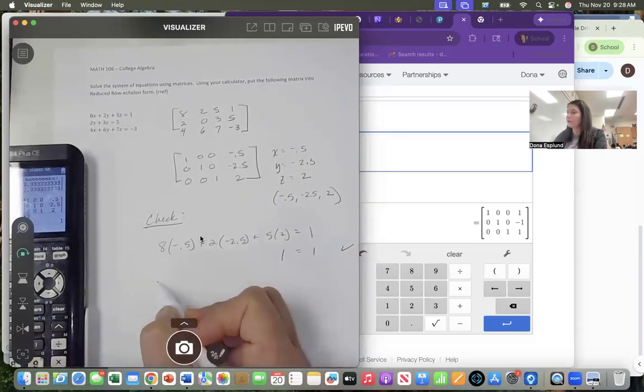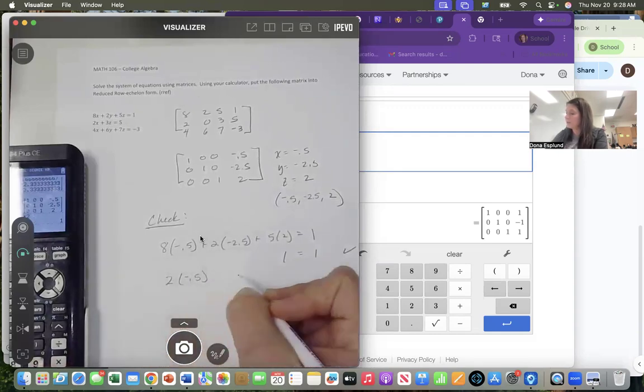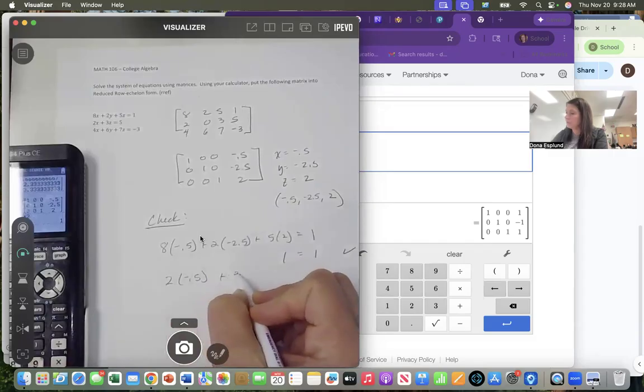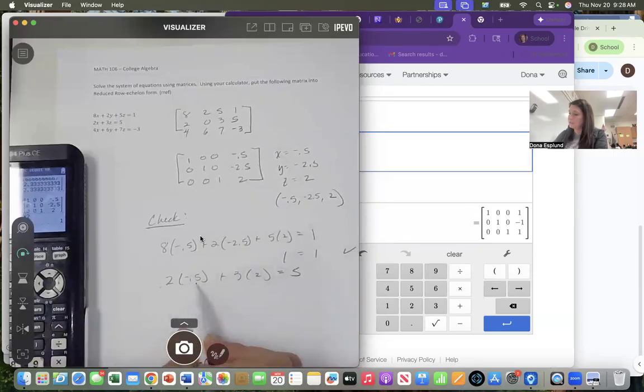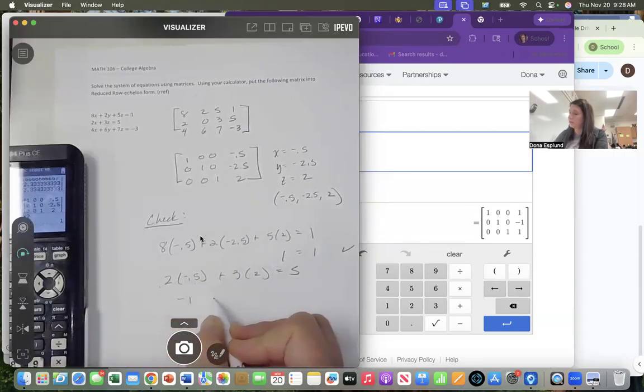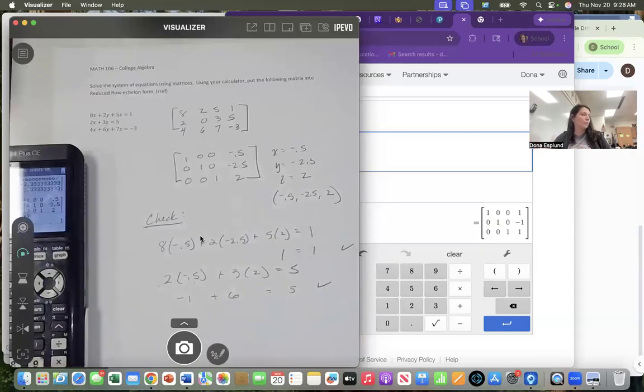Then I'm going to do that for each one of my equations. My second one's a little bit easier. 2 times -0.5 plus 3 times 2 is going to equal 5. Remember, this is going to be -1. So 2 times -0.5 is -1, plus 6 is going to equal 5. So that one checks out as well. And then I would do that for my third one.